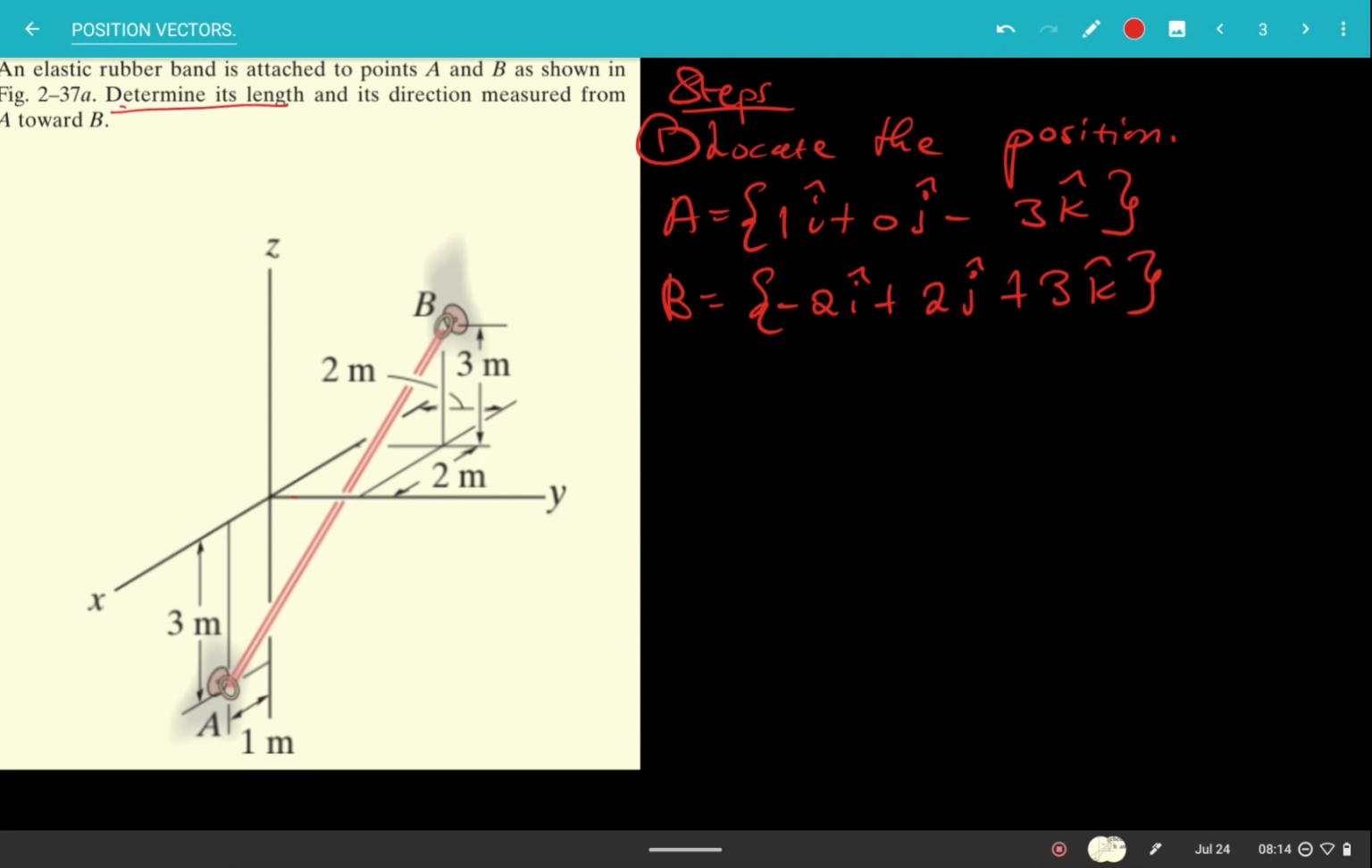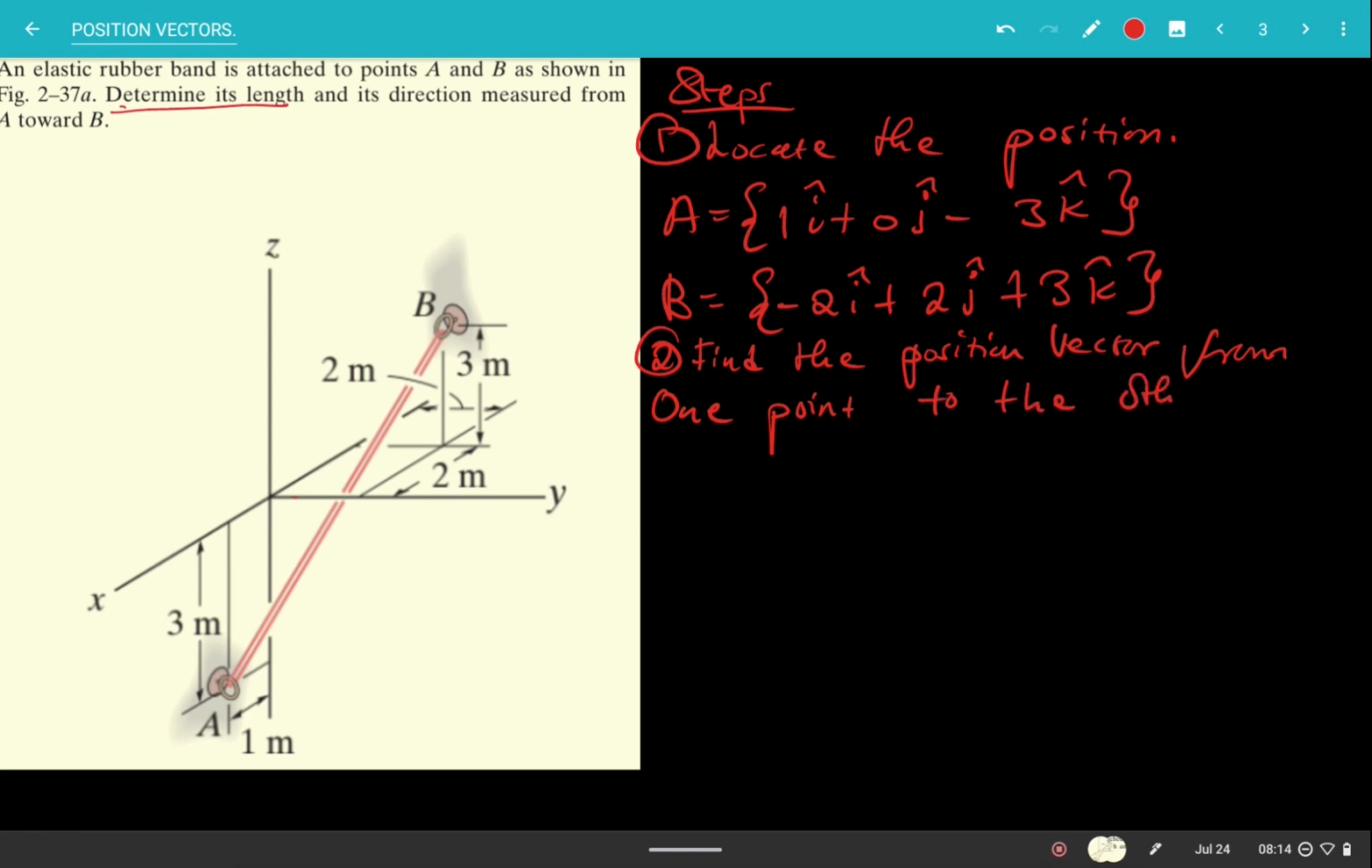So the next thing we're supposed to do is simply to find the position vector from one point to the other. Step 2, we need to find the position vector. Now this position vector has to be from one point to the other. What I mean from one point to the other is that it should be from one point relative to the other.